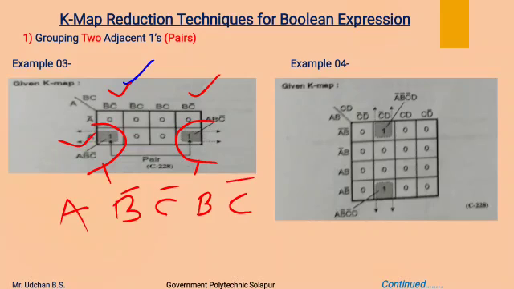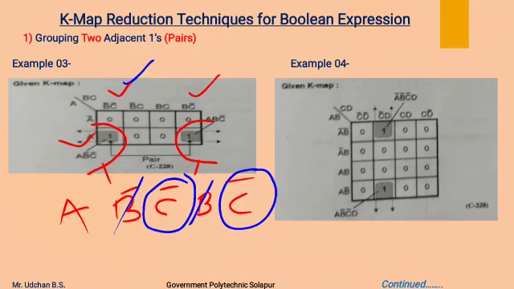Now out of this, B bar and B get cancelled, and this C bar and this C bar will give you a single C bar. So the resultant output equation will be A C bar only.